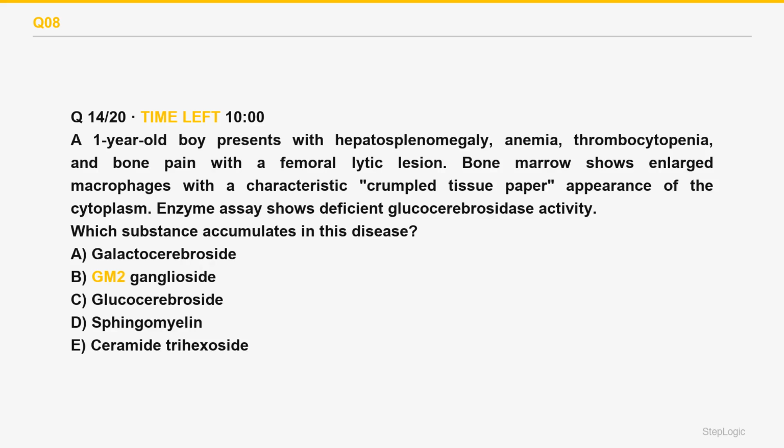Which substance accumulates in this disease? A 1-year-old boy presents with hepatosplenomegaly, anemia, thrombocytopenia, and bone pain with a femoral lytic lesion. Bone marrow shows enlarged macrophages with a characteristic crumpled tissue paper appearance of the cytoplasm. Enzyme assay shows deficient glucocerebrosidase activity. Read the command: which substance accumulates? Hepatosplenomegaly, bone involvement, crumpled tissue paper macrophages, deficient glucocerebrosidase: Gaucher disease, accumulating glucocerebroside.